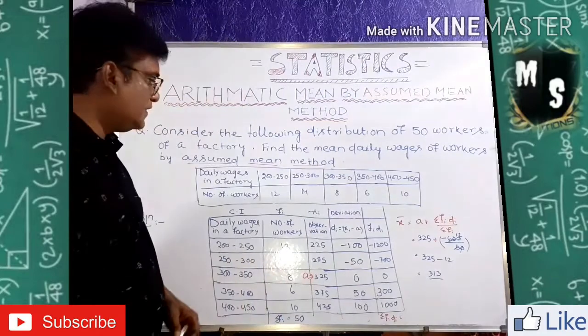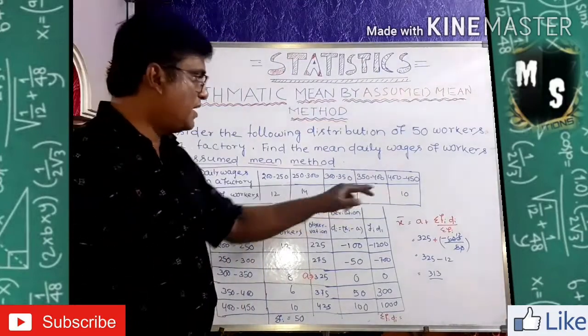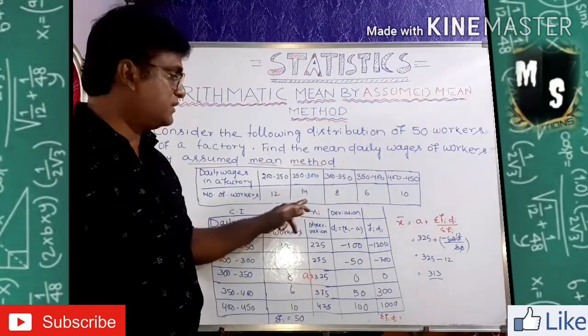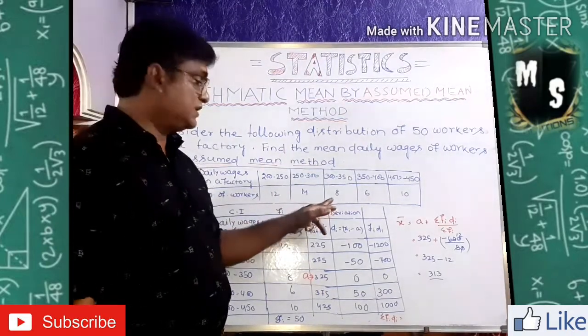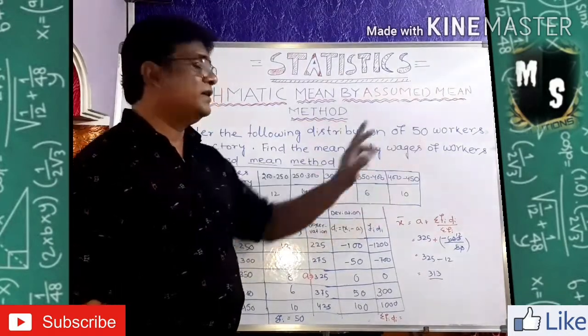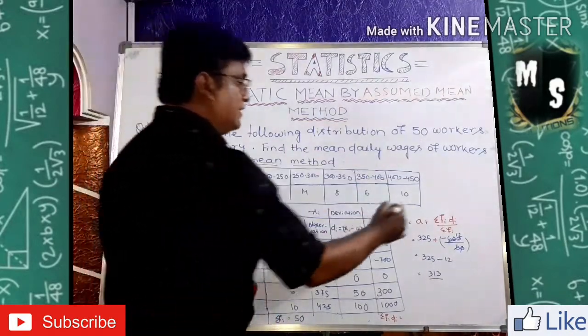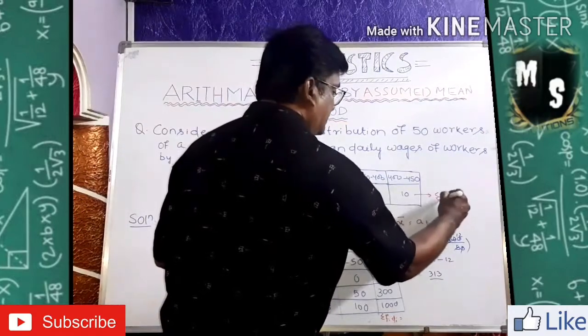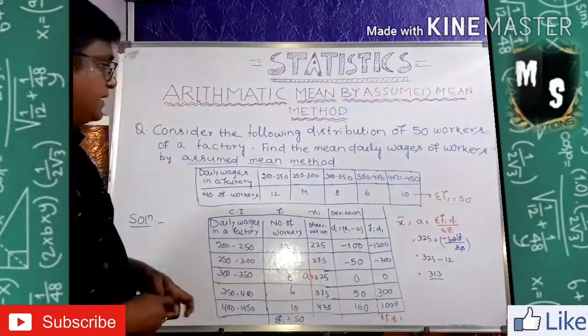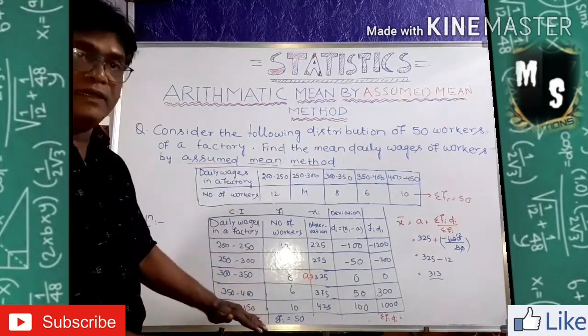Okay, so now this is our frequency. If you add, it will match 50. 12 and 14 is 26. 26 plus 8 is 34, plus 6 is 40, plus 10 is 50. So sigma fi here is clearly equal to 50. Understood now? So now I am taking this table in a vertical column.